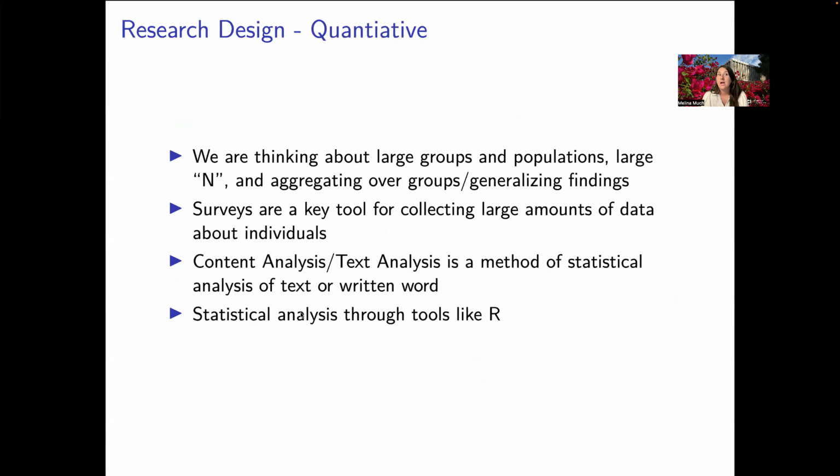And there's a few different kinds of research that we can conduct within the academy. As social scientists, there are two main camps that people fall into. The first is quantitative, and we're starting here because this is my area of expertise and also the focus of this class. Within the world of quantitative work, we're thinking about large groups and populations and understanding patterns across these groups. We're aggregating over these groups and generalizing findings with numbers.